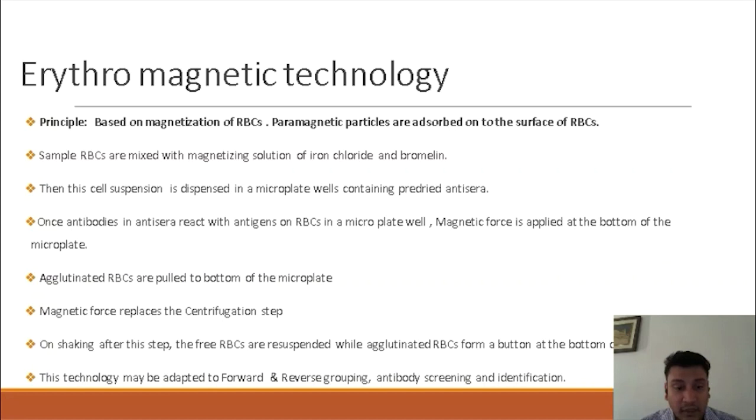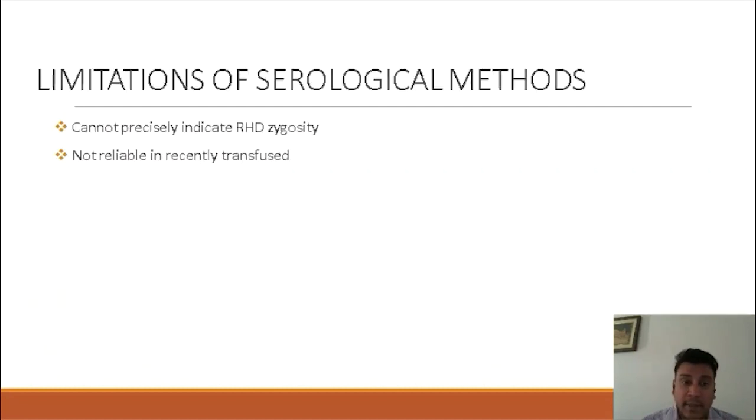This technology has again been used to do forward and reverse grouping as well as antibody screening and identification. With this, we complete the various serological techniques used for blood grouping. The main issue with serological methods is that they cannot precisely indicate zygosity, and they are not reliable in recently transfused individuals. For this, we need to do molecular typing, which will actually reveal the true blood group of the individual.